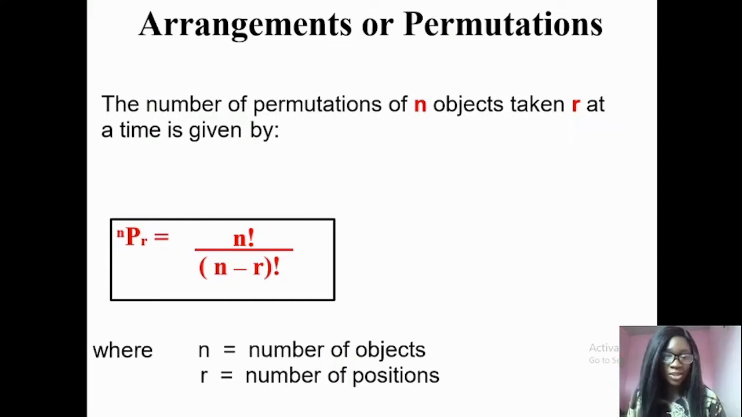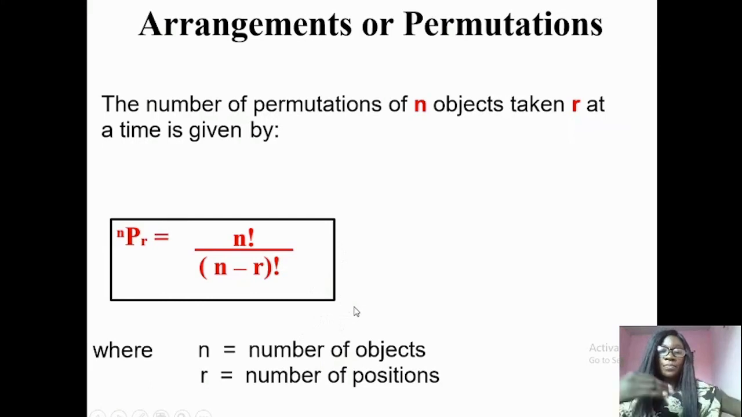Here nPr equals n factorial, divided by n minus r factorial. n is the number of objects and r is the position of that object. So if my n is 5 and my r is 3, I'm going to have 5 factorial at the numerator, divided by 5 minus 3 factorial. You get it? In essence, I'm going to have 5 factorial divided by 2 factorial.